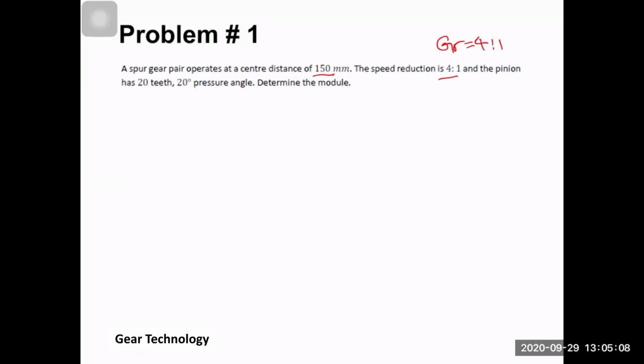And the pinion has 20 teeth. So the number of teeth on the pinion is 20. We have 20 degrees pressure angle. Determine the module. So the module, this small m value, is required here.